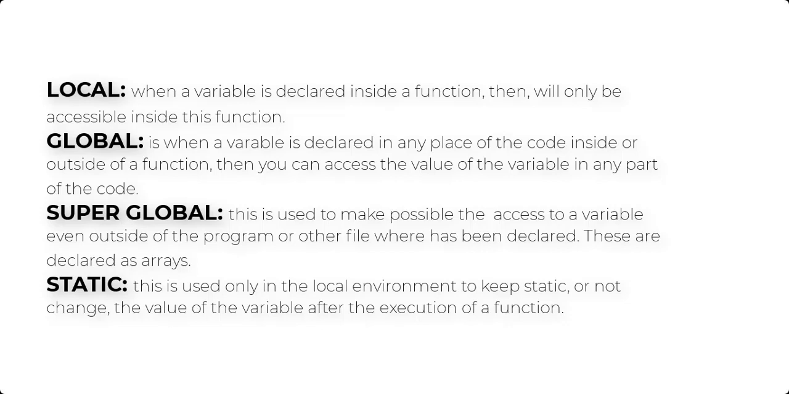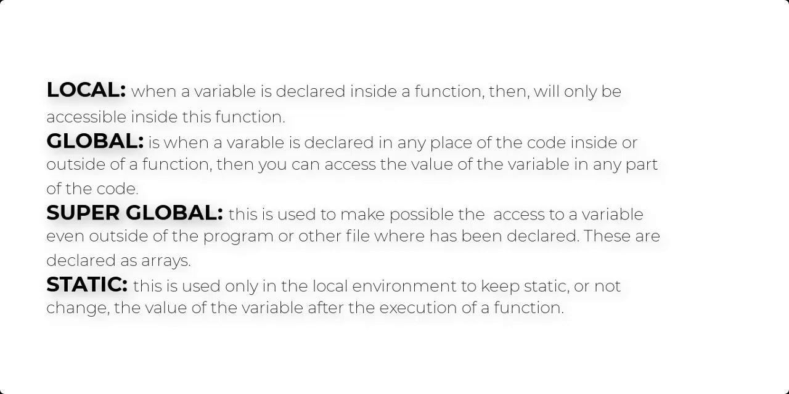and static. The local scope is when a variable is declared inside a function, then it will only be accessible inside this function. A global variable, or this global scope, is when a variable is declared in any place of the code inside or outside of a function. Then you can access the value of the variable in any part of the code.